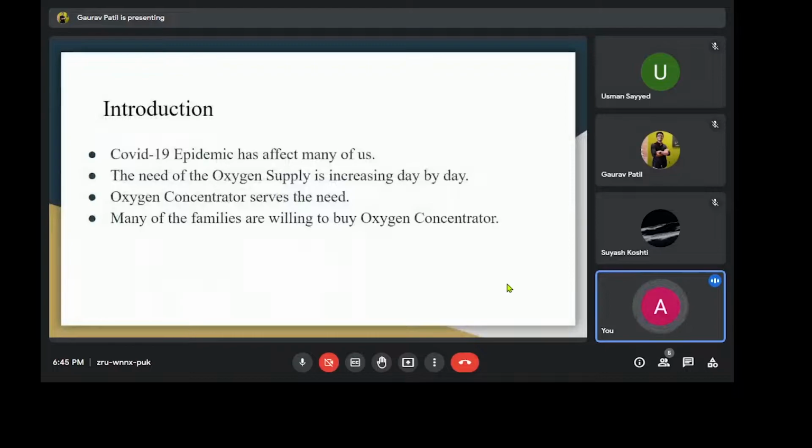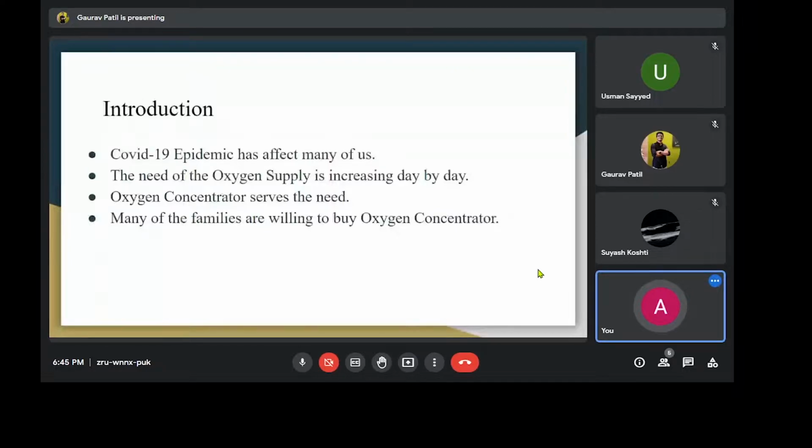So for the introduction, as these 2 years have taught us a lot of life lessons, including taking care of self and our close ones. Many have also lost their close ones as the COVID-19 pandemic has affected many of us. Thereby, those who were suffering sent a strong message to society that the need for oxygen supply is increasing day by day to save one's life, due to which we fellow engineers heard the voice of the poor sufferers. Hence, the oxygen concentrator serves the need.